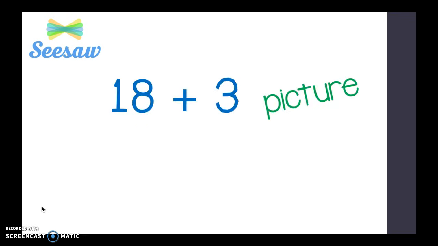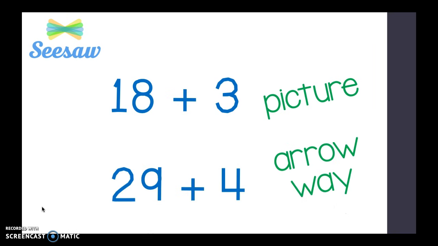Okay, it's your turn, friend. I want you to go ahead and seesaw these two problems to me. The first one says 18 plus 3. And for that one, I want you to do a picture and show counting on. Then, the other problem, 29 plus 4, I would like you to show me the arrow way. All right, go ahead and press pause, do that good work, and then send a picture to your teacher. Good luck, friends.